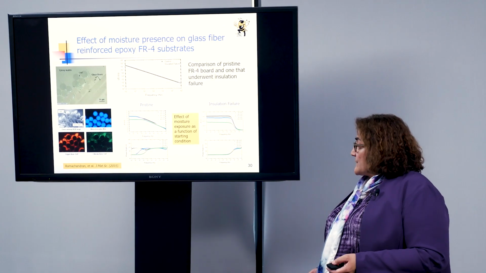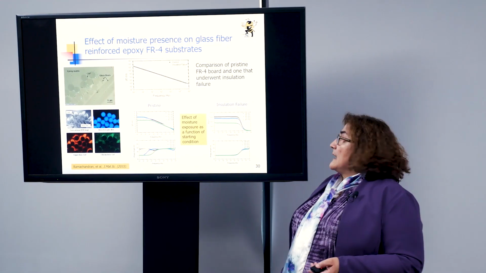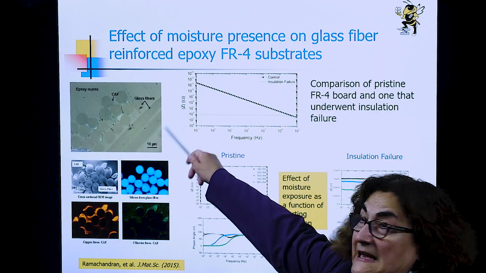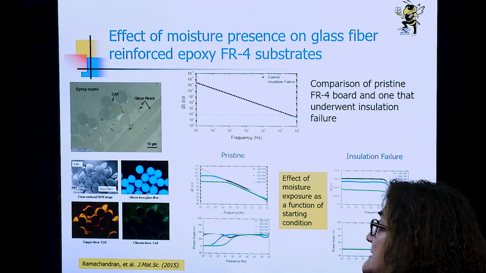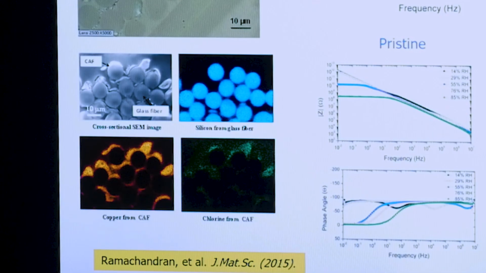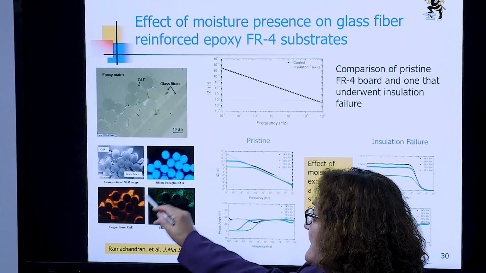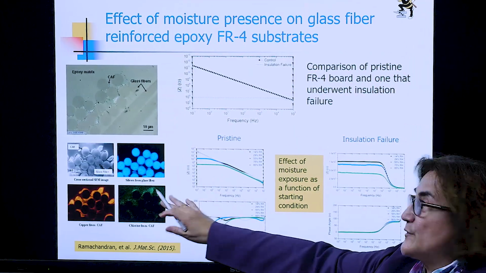Here is a fairly recent paper that we published in Journal of Material Science in 2015. This was a collaboration with the Packaging Research Center, and we were looking at FR4 boards, which are basically glass fiber reinforced epoxy. And here are some images showing the glass fibers longitudinally as well as in cross-section because they are oriented in different directions. And here are some scanning electron microscope images with some reaction at the corners of the glass phase. This is just for beautiful pictures.